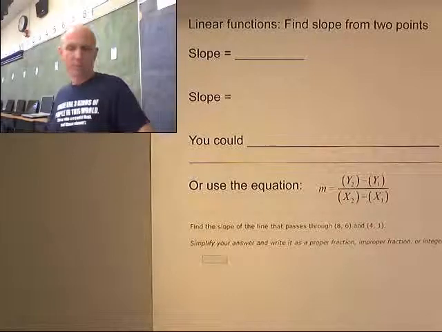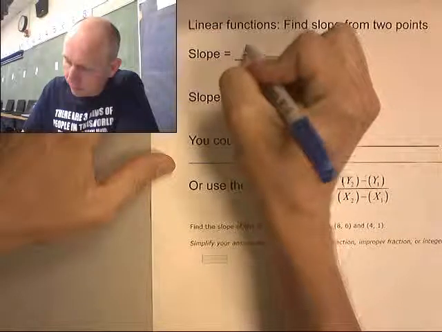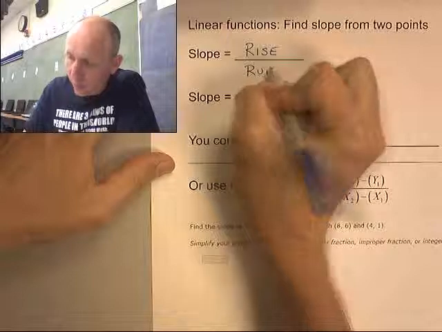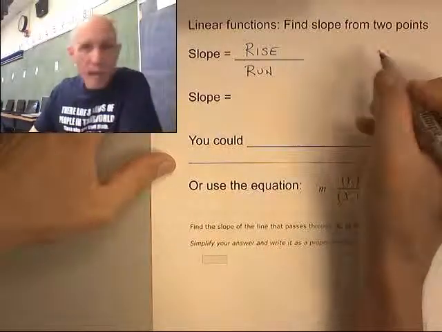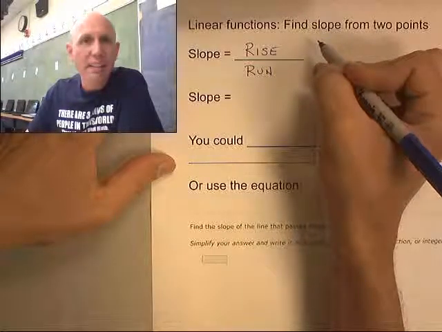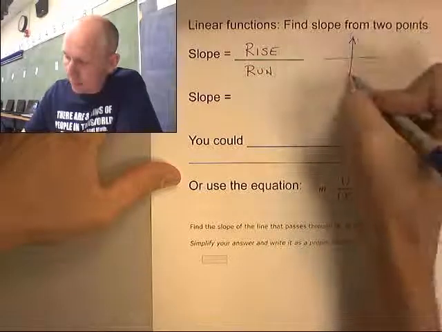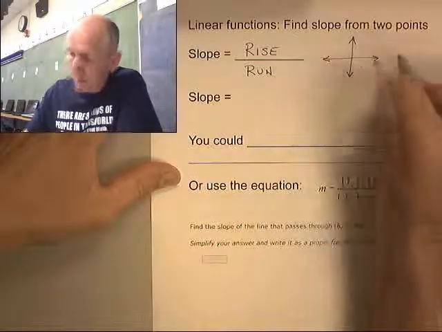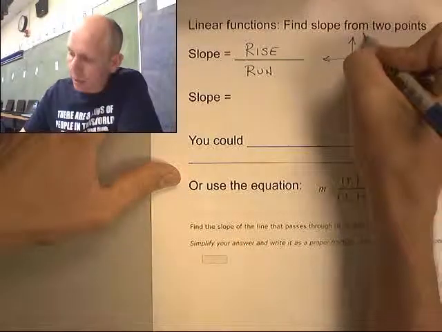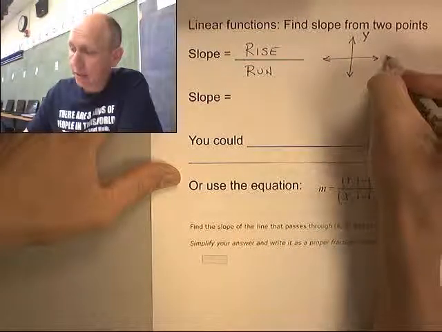So let's remember some things about slope. First off, we remember that slope is rise over run. And if you think about a graph, what is the rising axis? Which axis on a graph, right? Here's a graph. Which axis is the up and down axis? Well, that's the y. And which axis is the running axis? That's the x.